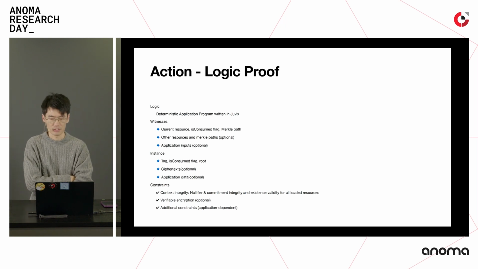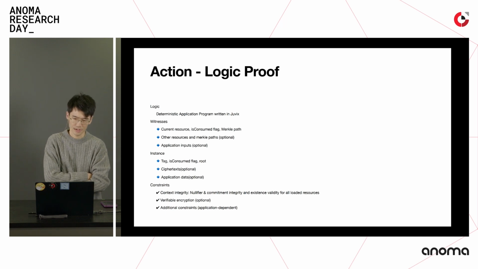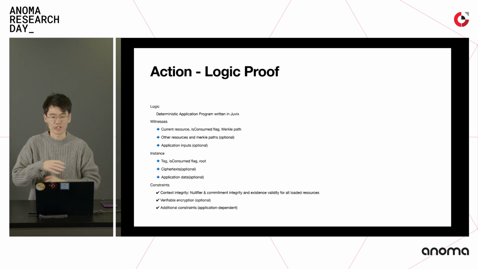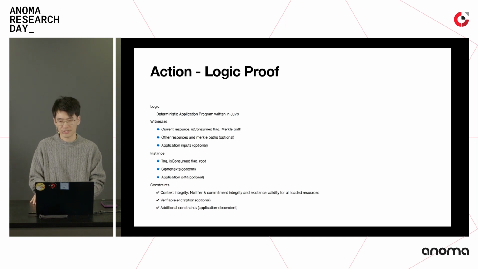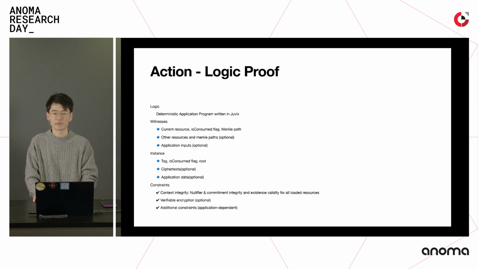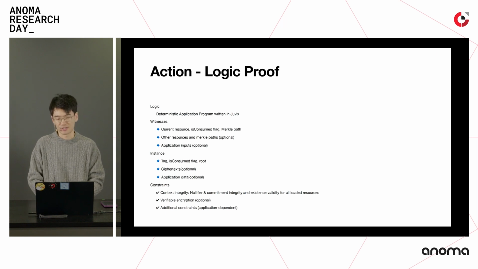Then we can go to the logic proof. The logic proof is a deterministic application program written in JUVIX. It checks the context integrity, or the current resource integrity, and the existence of the current resource. It also includes verifiable encryption to make sure the receiver can decrypt resource. And there are other additional constraints decided by specific applications.